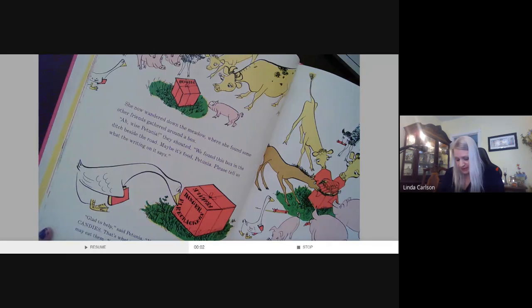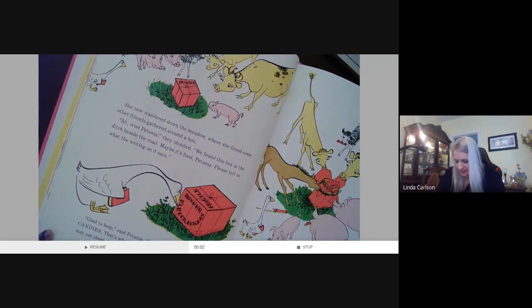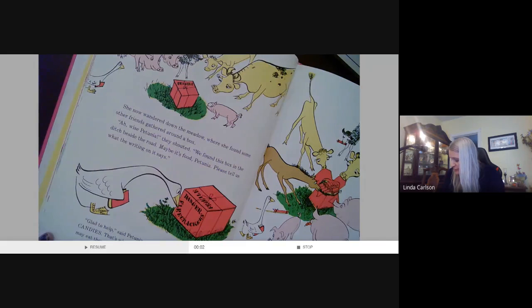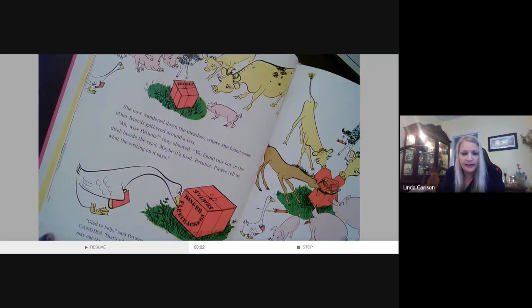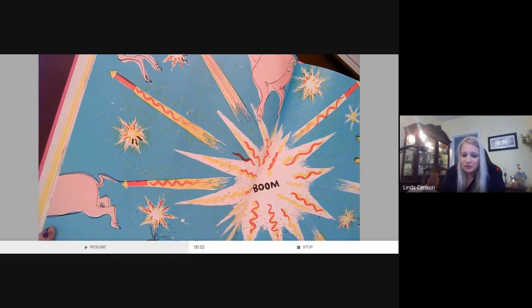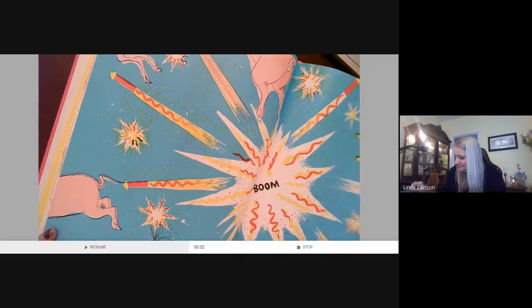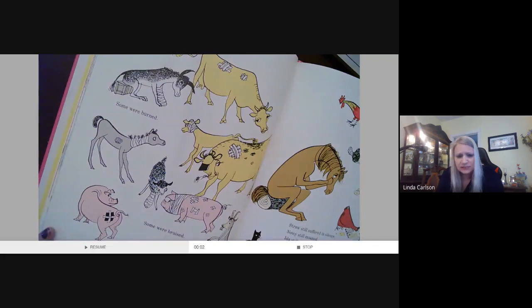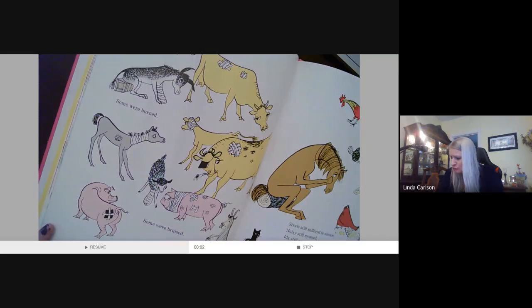"Glad to help," said Petunia. "Now let's see. Why, candies. That's what it says on the box. Yes, candies. You may eat them." No sooner had Petunia given the word than seven greedy mouths tore up the box and grabbed the candies out of it. And ate them. Boom! What a sight the animals were. Some were burned, some were bruised.